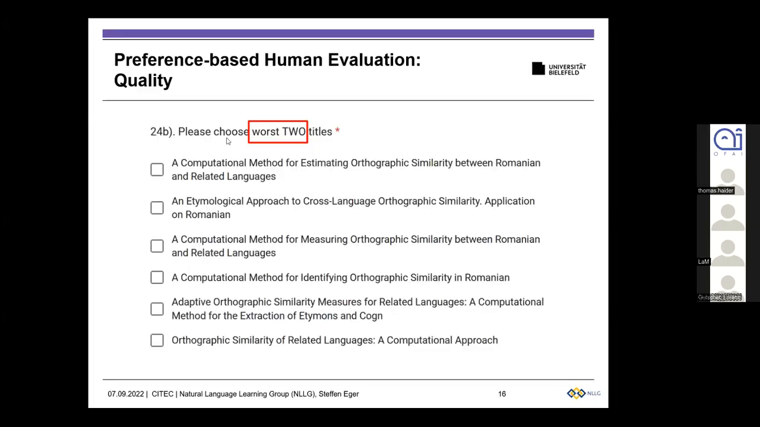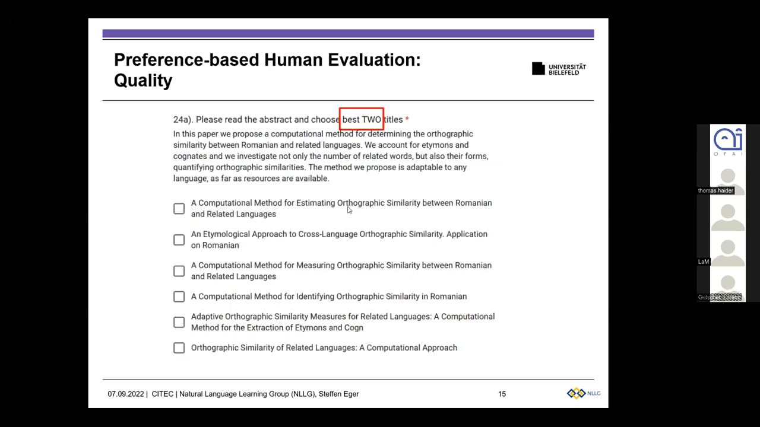So in any case, even though it doesn't work, our human annotators would have to choose the two best titles and the two worst titles.